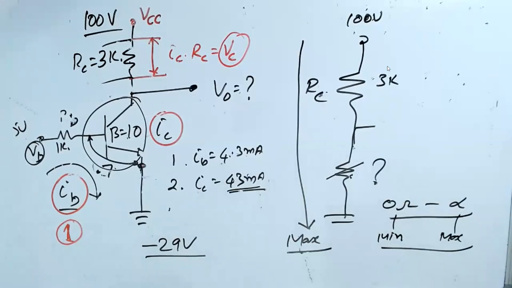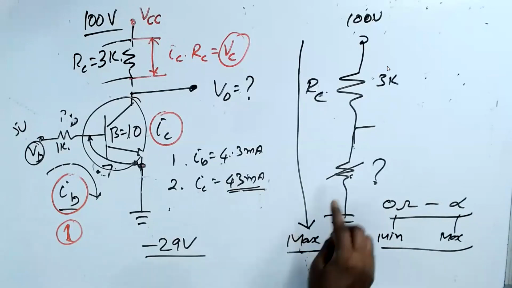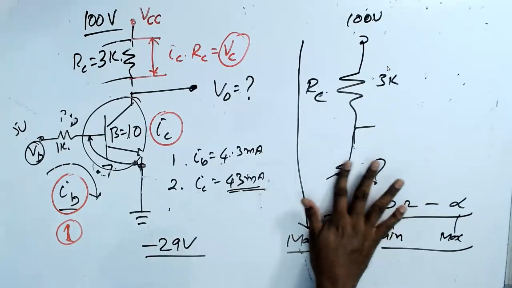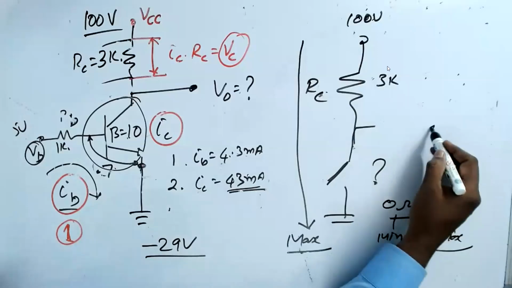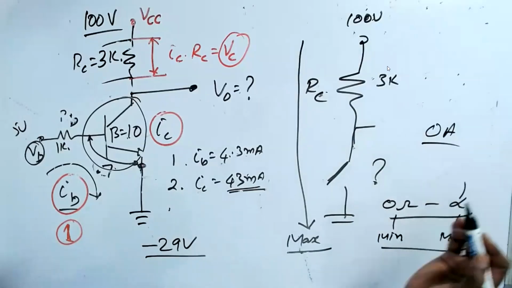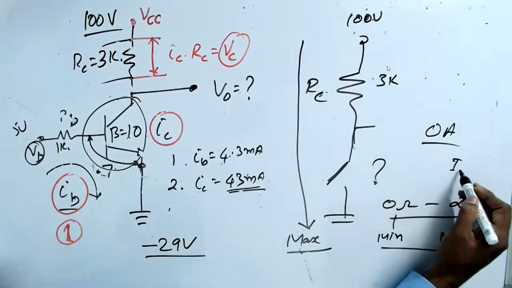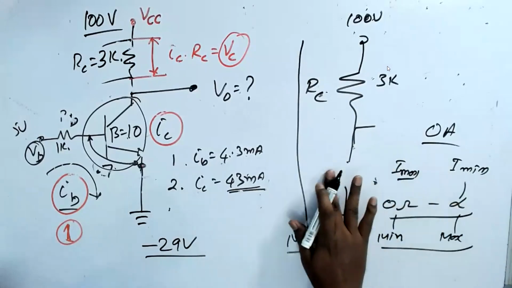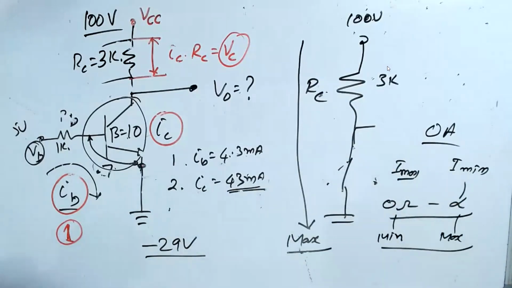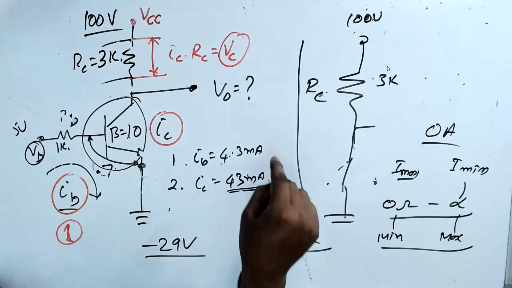Yeah, when R is 0 only, it is maximum current. 100 by infinity is 0, am I right? When it is infinity, it is the lowest current. Infinity means off. When it is off, the current is 0 ampere. That is, infinity means lowest current, IC minimum. I maximum is when this is connected short circuit. Now, when it is short circuit, what current will flow through the circuit? Tell me now.